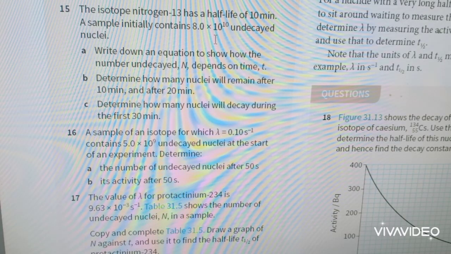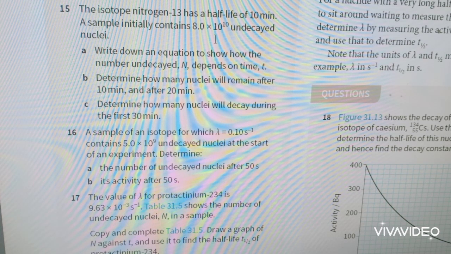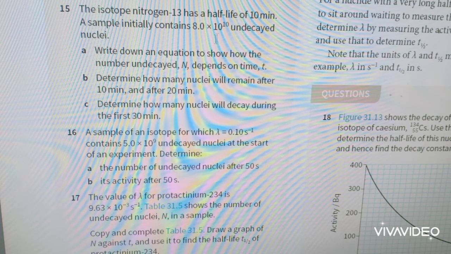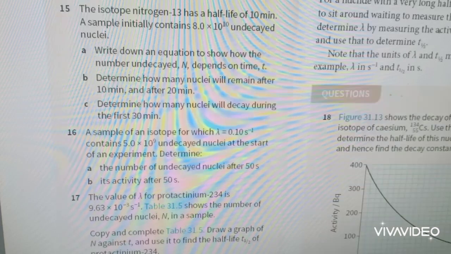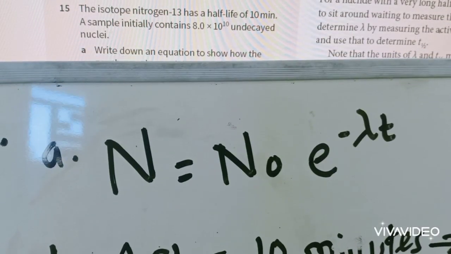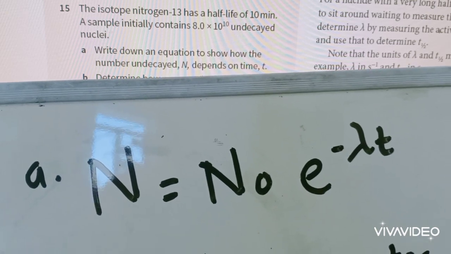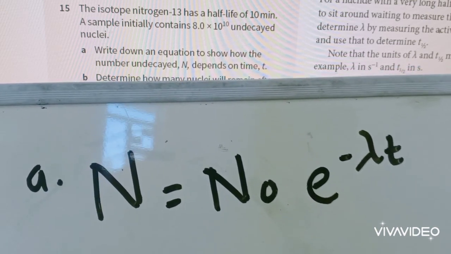Okay, now let's discuss number 15. The isotope nitrogen-13 has a half-life of 10 minutes. A sample initially contains 8 times 10 to the power of 10 undecayed nuclei. Write down an equation to show how the number undecayed N depends on time. So this one actually you can check directly on your textbook, page 500. This is the thing that we have discussed yesterday. Then this one, so N is equal to N0 times e to the power of negative lambda times t.